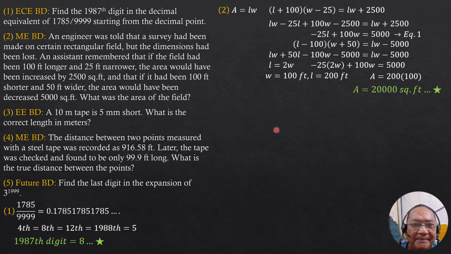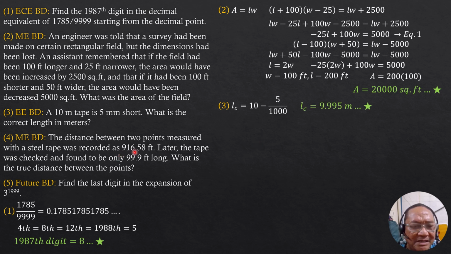We proceed to problem 3. A 10-meter tape is 5 mm short. 5 mm is 5 divided by 1,000. To convert that to meters, that's 0.005 meter. Therefore, the correct length of the tape in meters, L sub C, is equal to 10 minus 5 over 1,000 meter. So that's 9.995 meters.